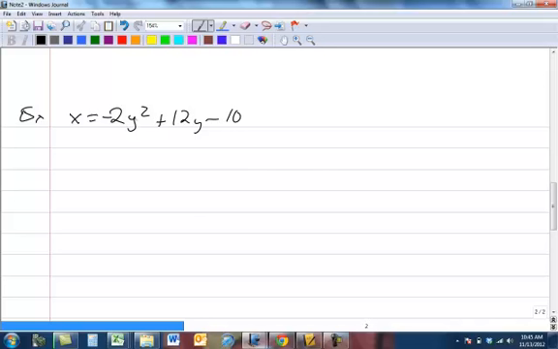Now, in this case, I did some of the work for you. This is going to be an x equals parabola, but we still got to go and complete the square. So go ahead and complete the square. Actually, I'm just going to fast forward. If you need help, press pause and do it.